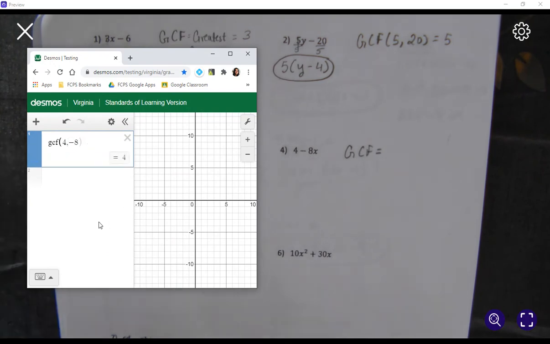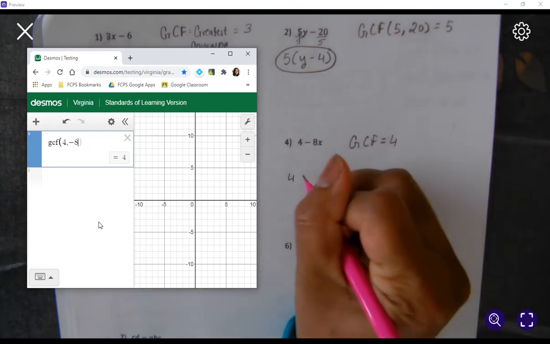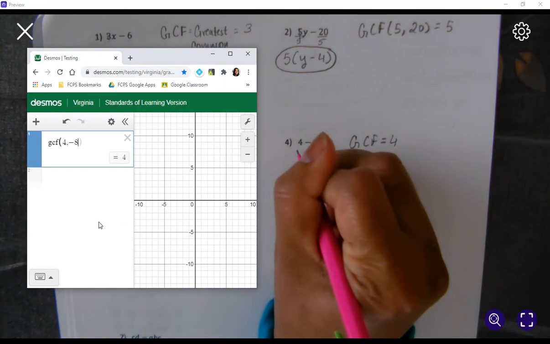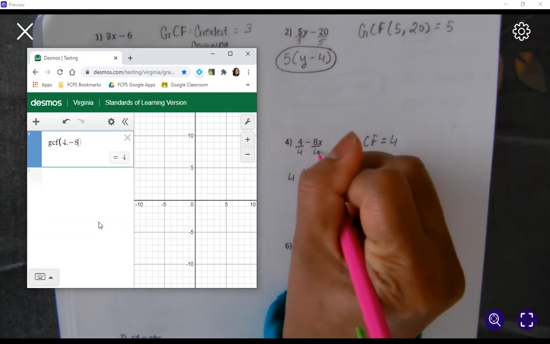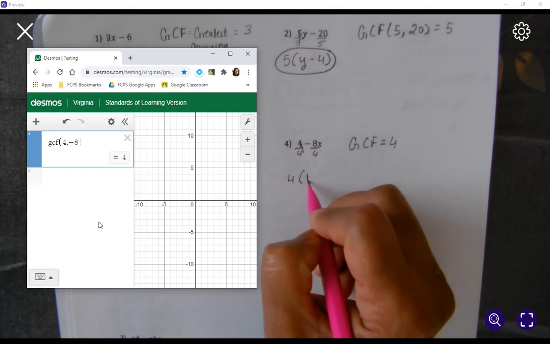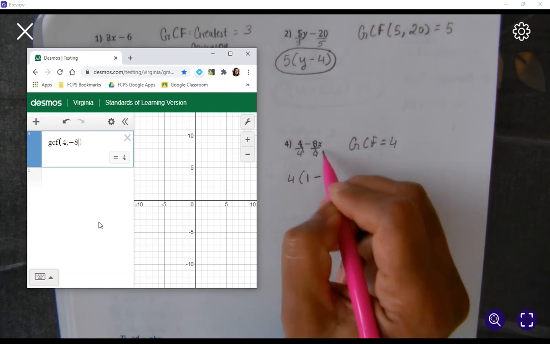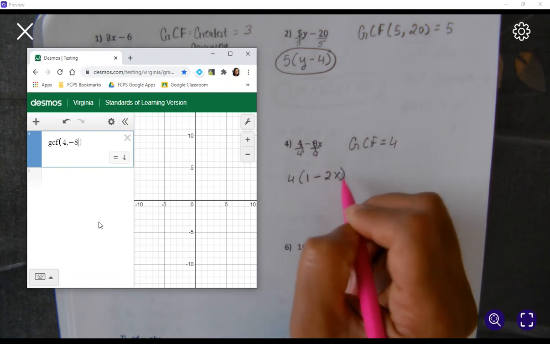So it says that it's 4, which means that I'm going to divide out of 4. So if I divide out of 4 here, divide out of 4 here, you have 4 divided by 4, which is 1, and then minus 8 divided by 4, which is 2, and then you still have your x.